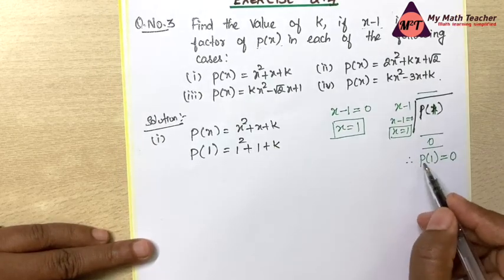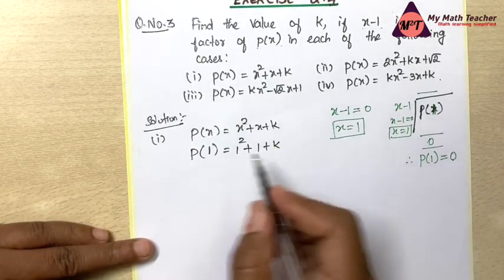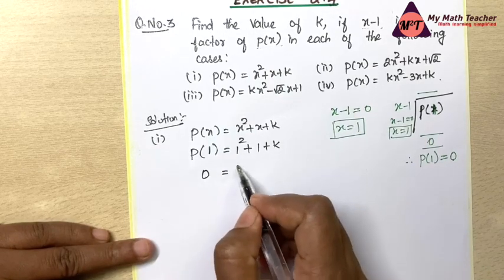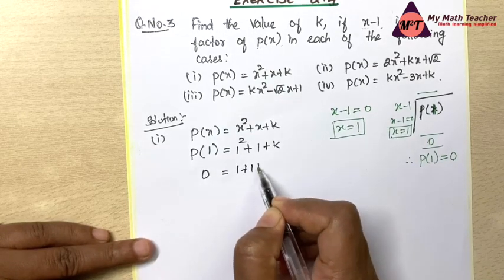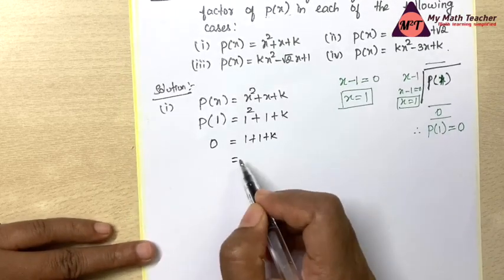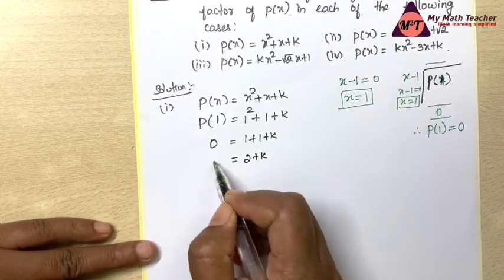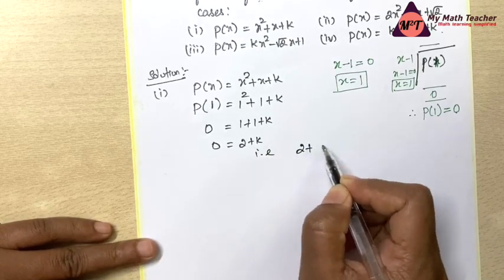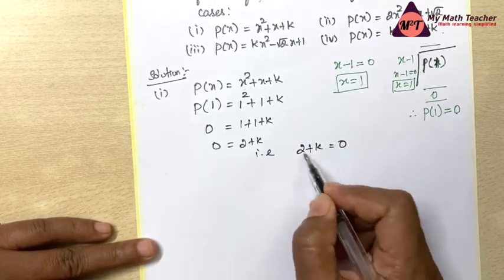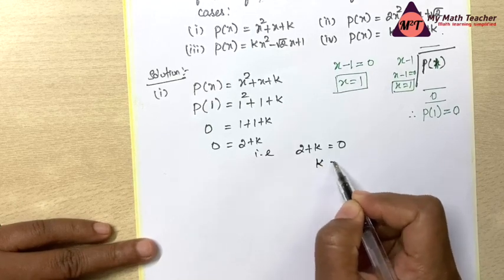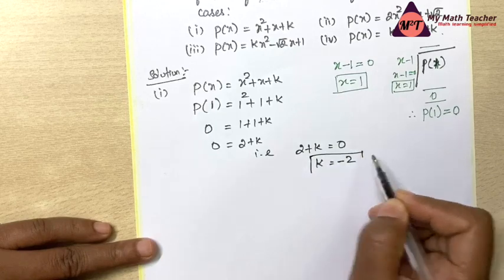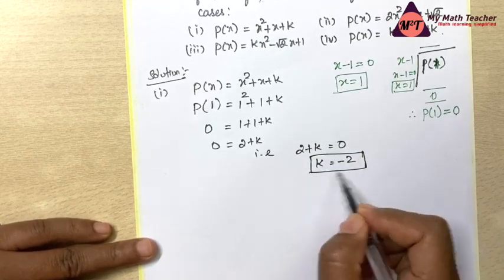We know that p of 1 is equal to 0. We are applying this value. 0 is equal to 1 square is 1 plus 1 plus k. Here again we can write 2 plus k is equal to 0. That is, 2 plus k is equal to 0. We need k value. Transpose this 2 to the other side, it becomes minus 2. Now k value is minus 2.